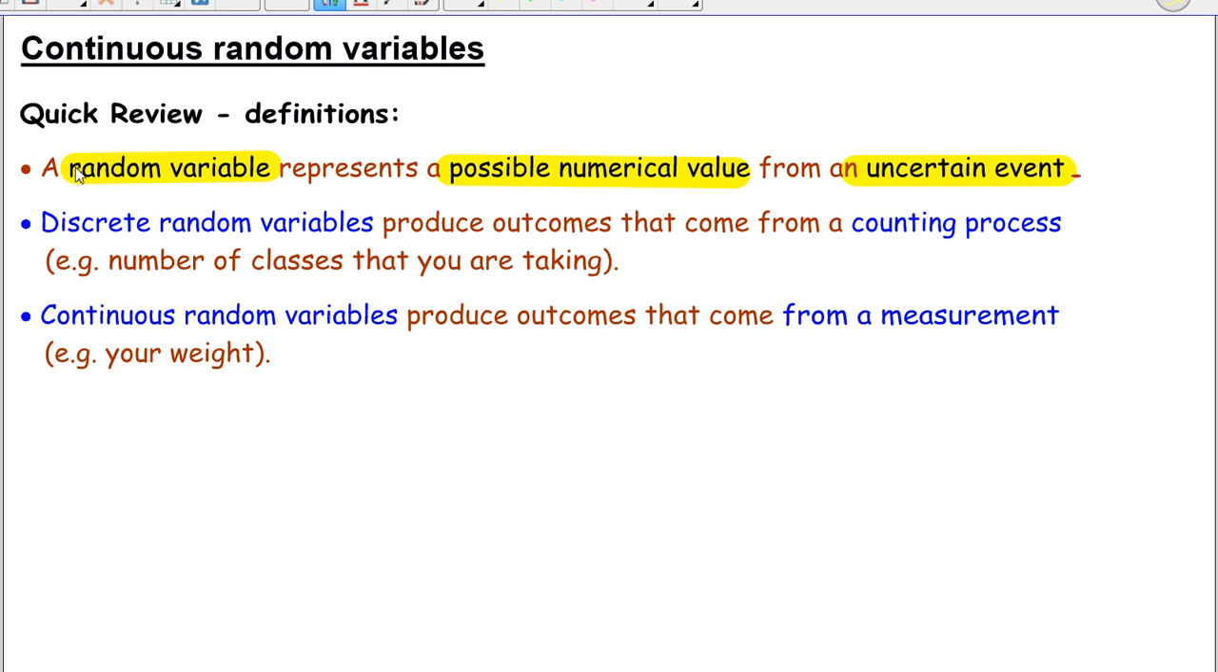Discrete random variables produce outcomes that come from a counting process. For example, the number of classes that you're taking. Continuous random variables produce outcomes that come from a measurement. For example, your weight.